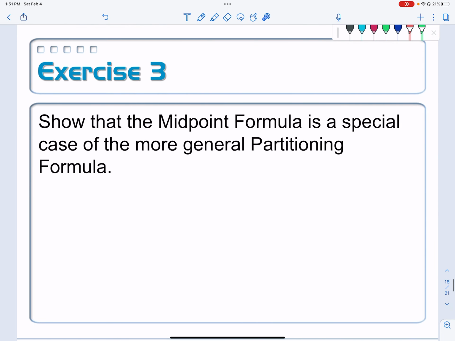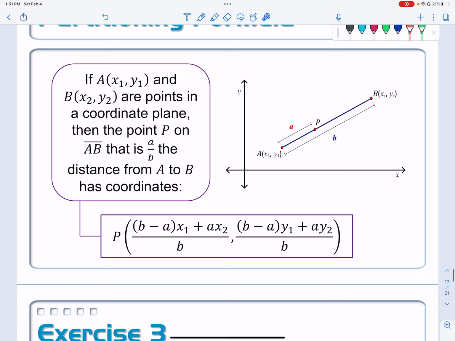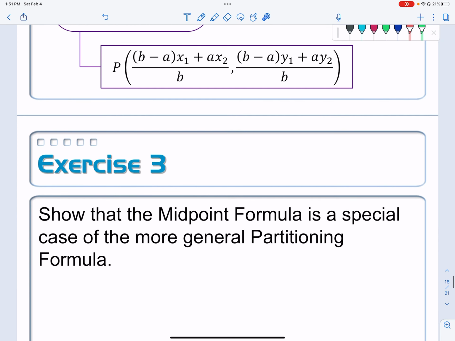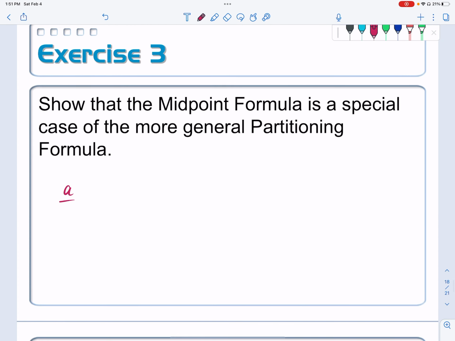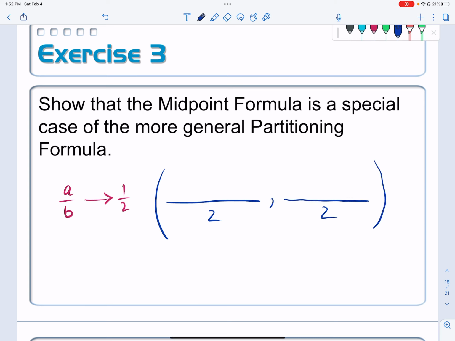Show that the midpoint formula is a special case of the more general partitioning formula. So the partitioning formula is supposed to work for any fraction, a over b. If we're talking about a midpoint, our a over b is the fraction 1/2. So let's apply the formula to 1/2. All right, here we go. So since I'm taking half, I know I'm supposed to divide by 2. I'm going to make an ordered pair here with 2 little fractions, like so. And then my weights go like this. I need something times x1 plus something times x2. Do the same thing with the y's.